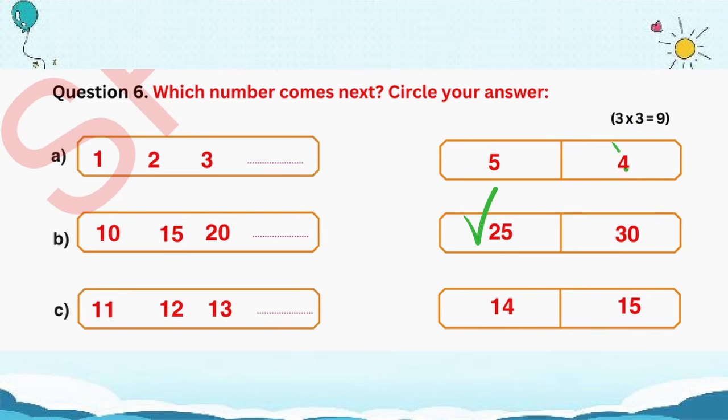C. The numbers are 11, 12, 13, followed by a blank. The options are 14 and 15. The numbers in this sequence are increasing by 1 each time. So after 13, the next number is 13 plus 1 equals 14. Therefore, the answer is 14.